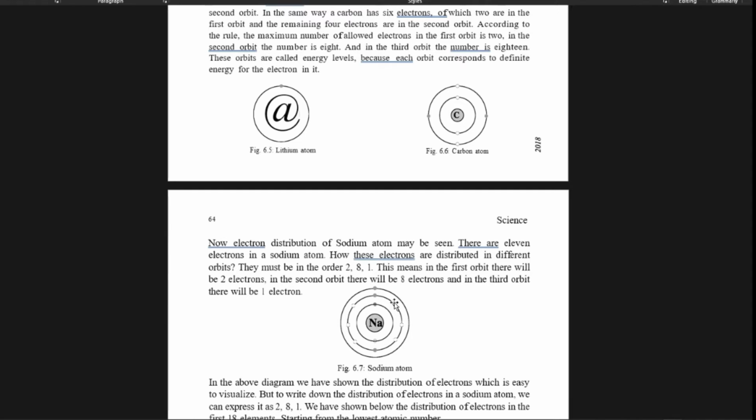Again, 1 electron is in the third orbit. As there are no other electrons, only 1 is present in the third orbit. And here it is 8, because 9 electrons cannot enter the second orbit, as 8 is the highest value. So 2, 8, and 1. That is the electron distribution of the electrons in an atom. These are distributed in definite orbits.